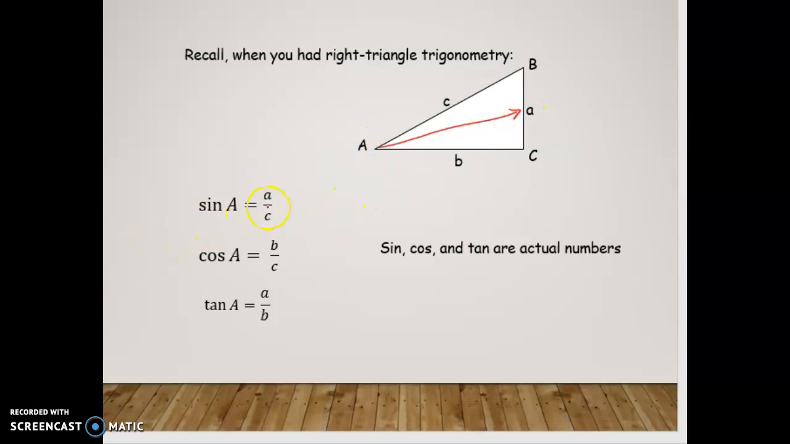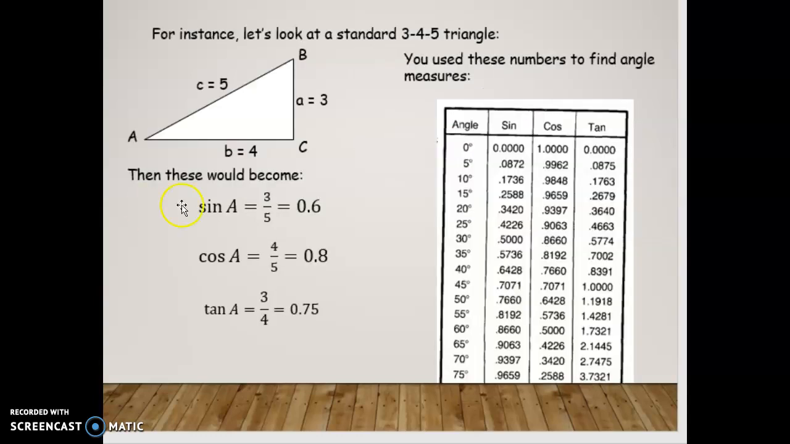Your sine of A was the opposite over hypotenuse. Cosine of A was the adjacent over hypotenuse. And the tangent of A was the opposite over the adjacent. Sine, cosine, and tangent are actual numbers. For instance, let's look at the standard 3, 4, 5 triangle. That's a Pythagorean triple, so I know it's a right triangle.